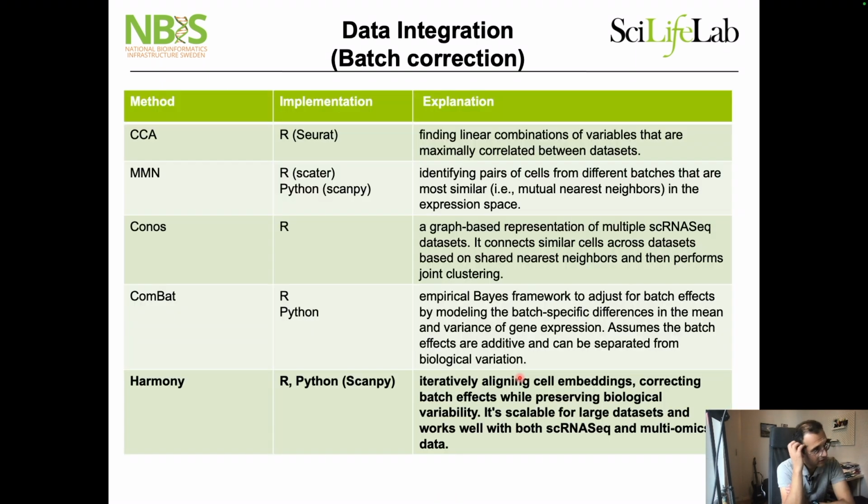There are different tools that you can use. I'm not going to walk you through all of these approaches. They have been implemented in different tools like R or Python. But all of these, which can be based on correlated variables or mutual nearest neighbor, try to still preserve or maintain the biological variation while controlling for technical variation. And today you are going to use Harmony, which is an extended implementation in ScanPy.